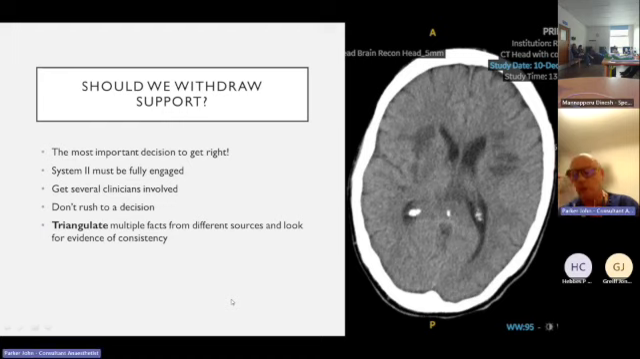So withdrawing support, and actually we're going through this process on the ITU at the moment. This is again a really big decision to get right. So it's really important that we all have our system 2s engaged, and that we are thinking completely logically about things. So how do we do that?